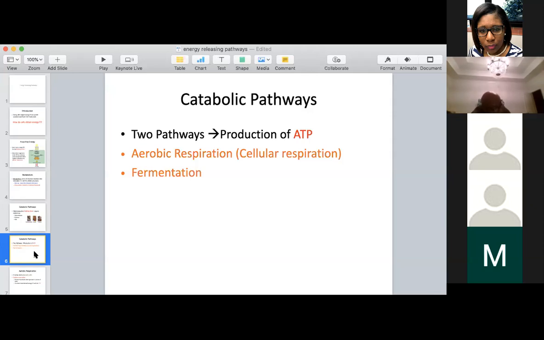We're looking at two types of catabolic pathways that lead to the production of ATP. One of those is aerobic respiration, which is also referred to as cellular respiration. Aerobic respiration is the way in which we obtain ATP from breaking down glucose. It's the process of breaking down glucose molecules in order to release ATP.